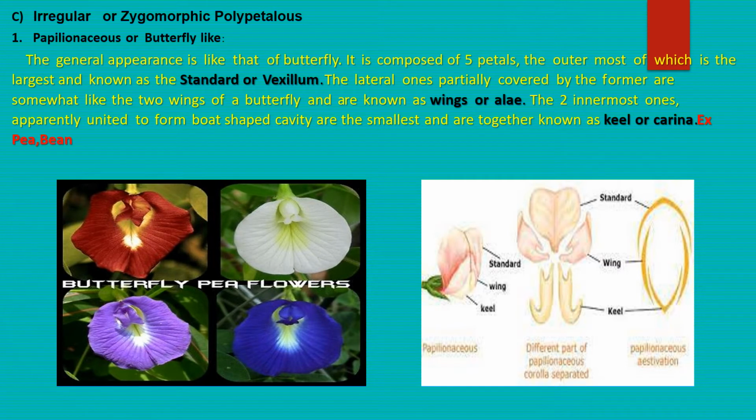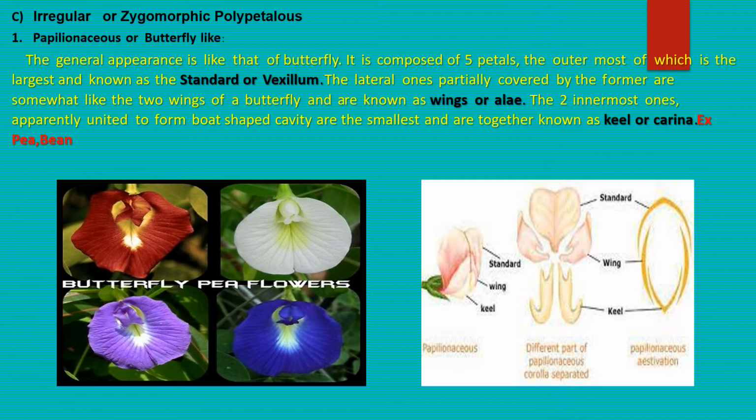Coming to the third category of corolla, that is irregular or zygomorphic polypetalous. In this case, we have one special type which we call papilionaceous or butterfly-like corolla. The general appearance is like that of a butterfly.